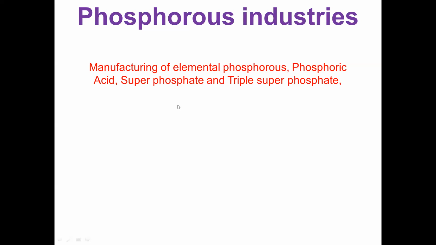Okay, so if we talk about the phosphorus industries, what are the different products? First is the elemental phosphorus, which is used directly in making bombs, explosives, crackers, and everything. Then phosphoric acid, superphosphate and triple superphosphate are all used in the fertilizer industry. So we will talk about them now.